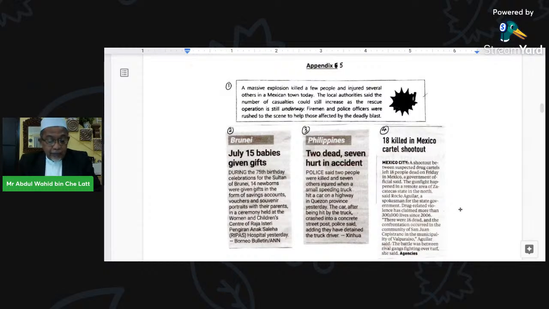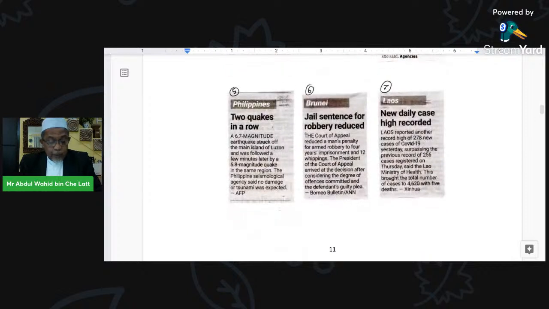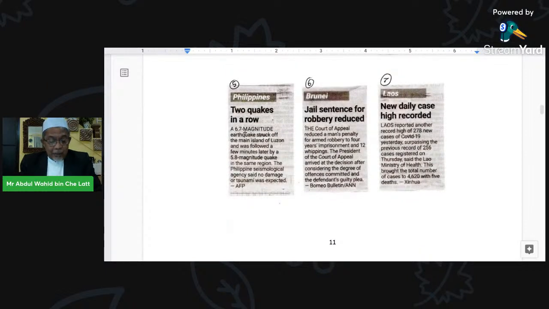Extract number 5, Philippines, 2 quakes in a row. A 6.7 magnitude earthquake struck off the main island of Luzon and was followed a few minutes later by a 5.8 magnitude quake in the same region. The Philippine Seismological Agency said no damage or tsunami was expected.